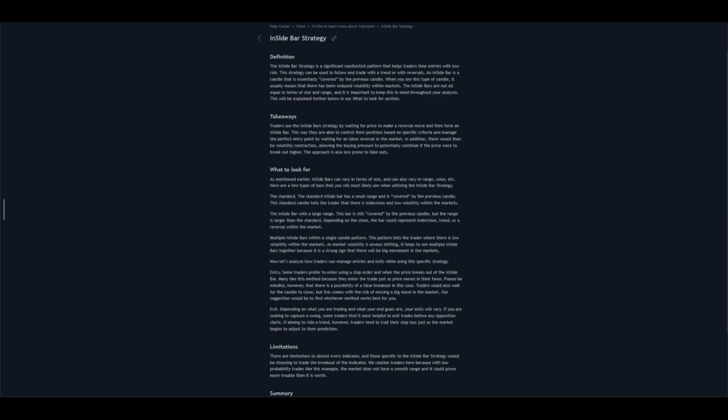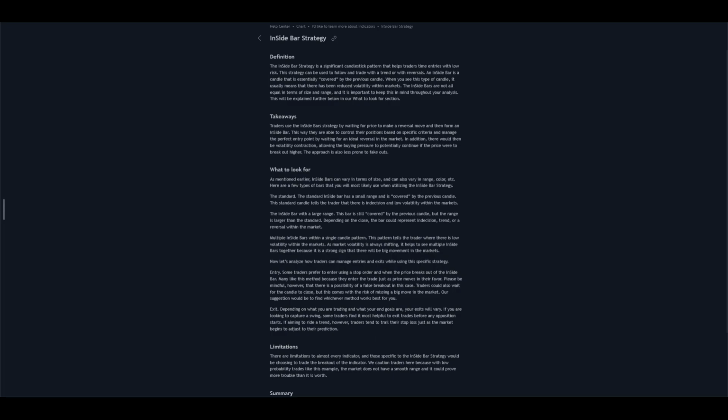An inside bar is a candle that is essentially covered by the previous candle. When you see this type of candle, it usually means that there has been reduced volatility within markets. The inside bars are not all equal in terms of size and range, and it is important to keep this in mind throughout your analysis.